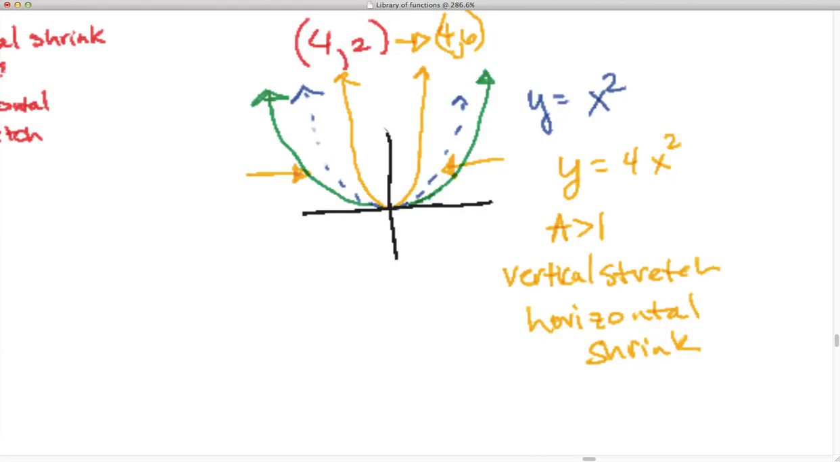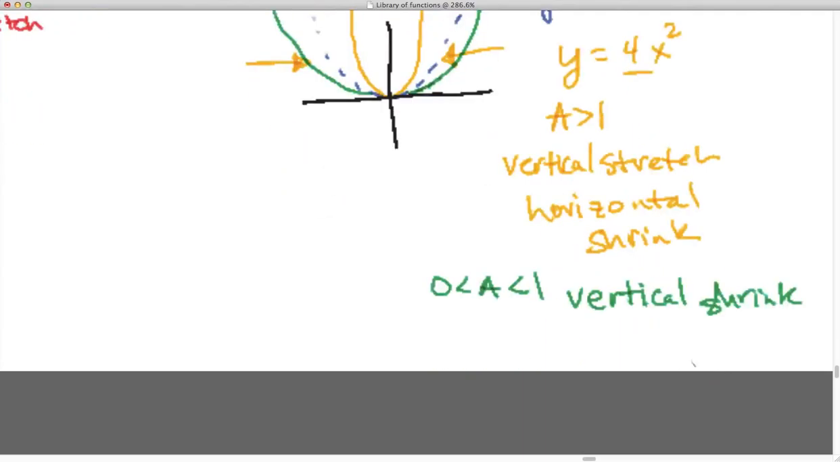This is in our scenario of a being greater than 1, but if it was less than 1 but greater than 0, then it's going to be a vertical shrink. You can literally see it getting flatter. And a horizontal stretch. Okay? So, memorize those graphs. Practice your transformation rules.